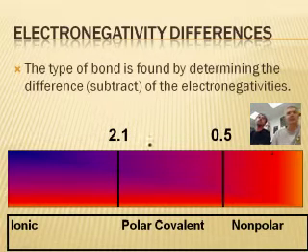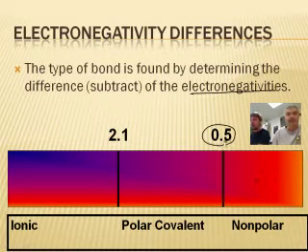It's pretty simple. If you have less than a 0.5 difference in electronegativities, meaning you subtract the values, then it's non-polar.